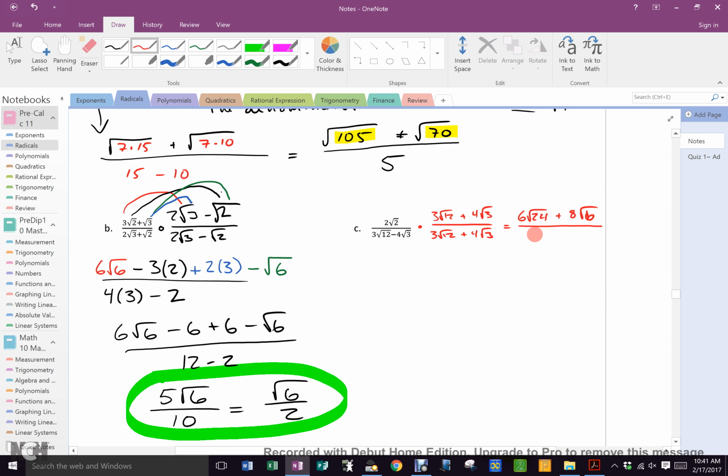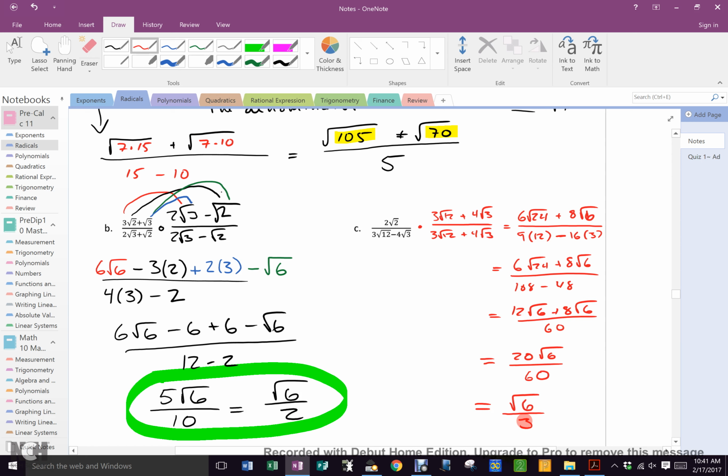That's 3 times 12. 3 times 3, which is 9. Those 12 are the dimensions. Minus 4 times 4 is 16 times 3. So that's 6 root 24 plus 8 root 6 over 108 minus 48, which is 12 root 6 plus 8 root 6 over 60, which is 20 root 6 over 60, which once again is root 6 over 3.